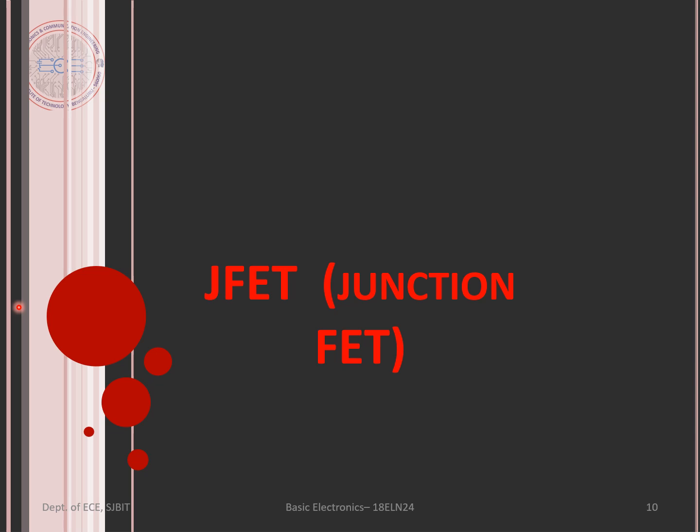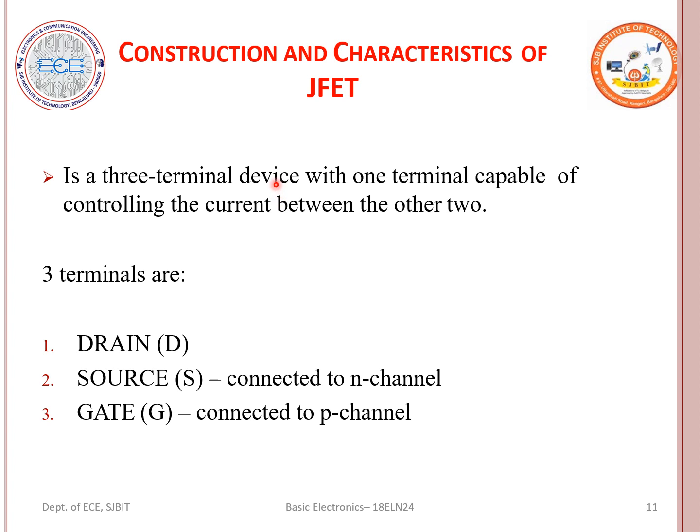Now let us look first into the junction field effect transistor. What is a junction field effect transistor? It is a device which consists of three terminals: source, drain and gate, with one terminal capable of controlling the current, which is the gate, between the other two. The three terminals, as discussed, are drain, source and gate.